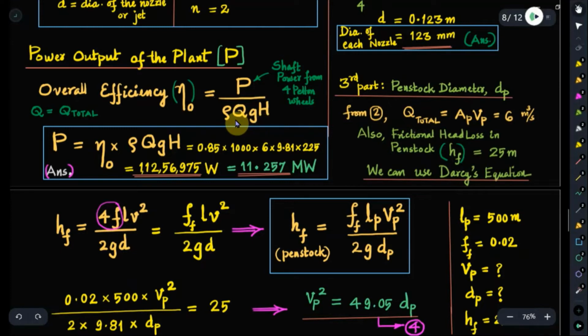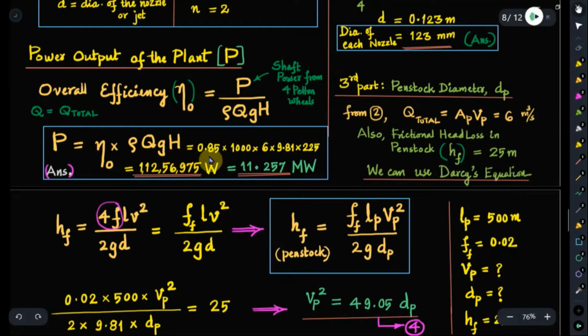So here the discharge Q is 6 meter cube per second. We will find out the total discharge handled by the entire plant, that means all the 4 Pelton wheels together. And here the net head is 225 meters. So the overall efficiency is given as 85%. Therefore, the shaft power from 4 Pelton wheels, or the power output of the plant, let's denote by capital P, is equal to overall efficiency into the total water power input, so overall efficiency multiplied by rho QgH.